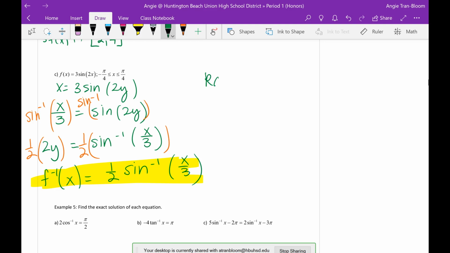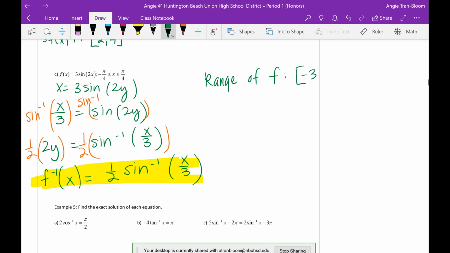The range of our original. Okay, raise your hand, you can give me the final answer, the range of the original. -3 to 3, inclusive. Where did you get that from? Why not -1 to 1? Because there was the original vertical stretch. Perfect. There's no vertical translation, so I don't have to add or subtract anything.